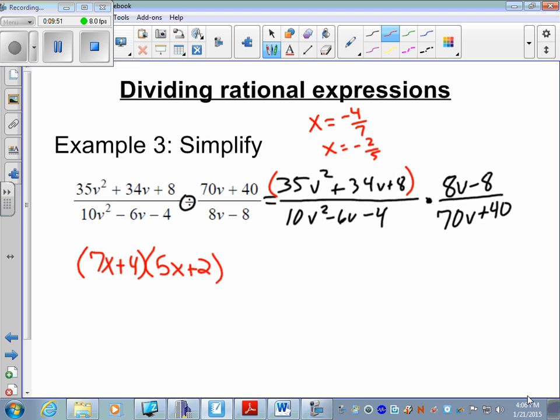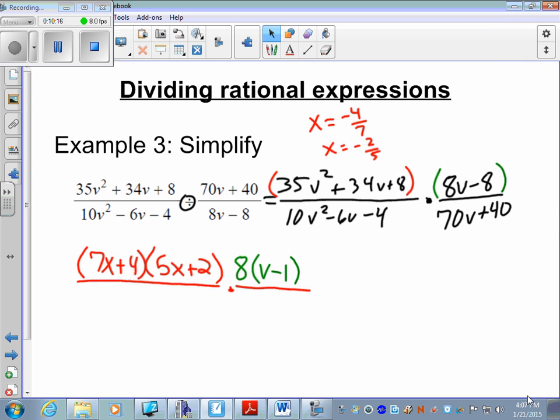First numerator, done. Second numerator, 8v minus 8. I see there's a greatest common factor, so I'll factor that out. That's 8. What's left is v minus 1. I divided an 8 out, I undistributed an 8. Nothing left to factor in that numerator, and then we'll look at the next. This denominator, 10v squared minus 6v minus 4.